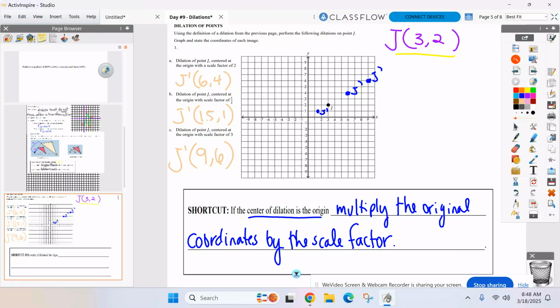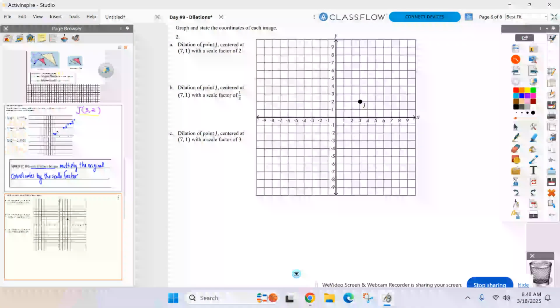All right, well, unfortunately, you guys are in an above level math class, so we won't be dilating around the origin every time. You could dilate around another point. So instead of the origin, now we're going to take point J again, same spot, but now dilate around 7, 1. So everyone find where 7, 1 is. Okay. Find where 7, 1 is. That's our center now.